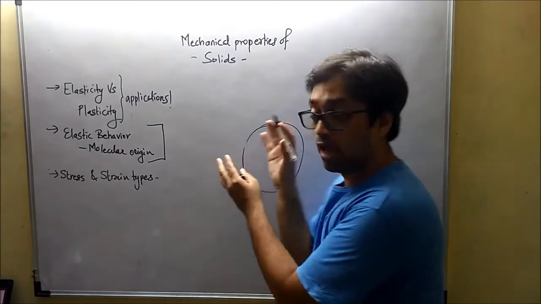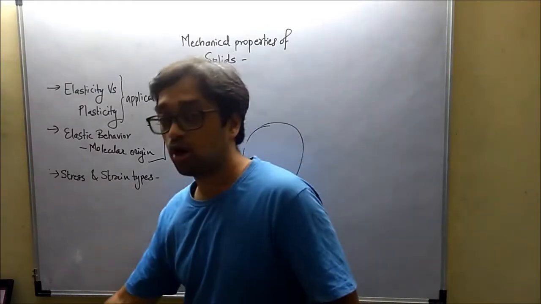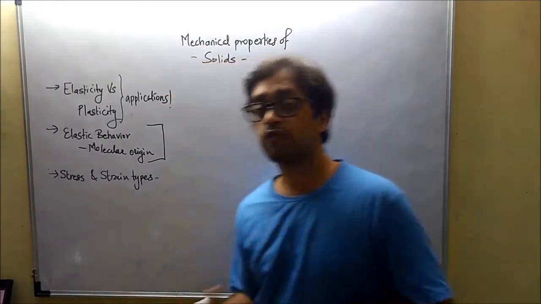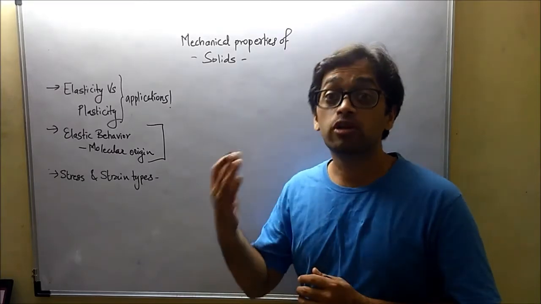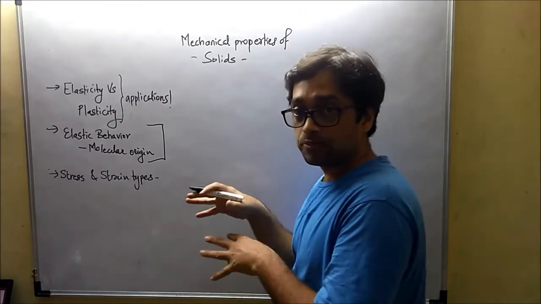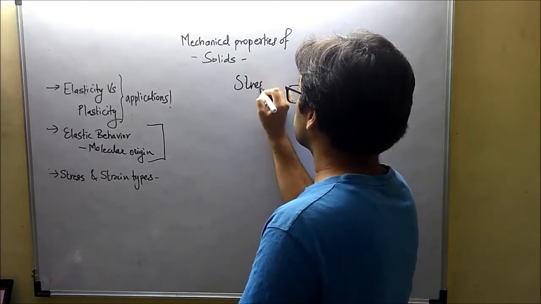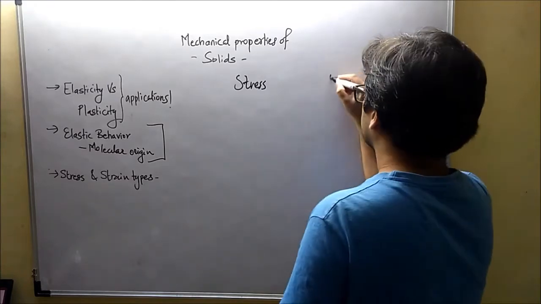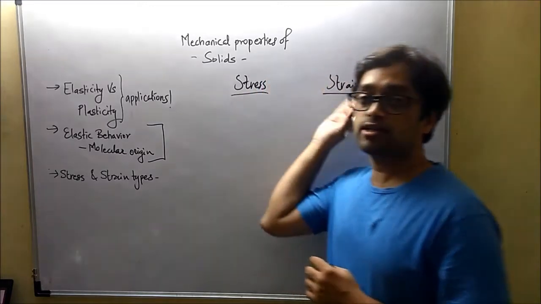Let us say I have a solid object and I want to decrease its entire volume. I'll have to apply pressure from all outside. Imagine a balloon which is being compressed. So there are several ways you can apply forces on a solid object, and accordingly the object responds. The way in which you apply the force on the object is categorized under stress, whereas the way in which the object responds is categorized under strain. So let us see the definitions of stress and strain.